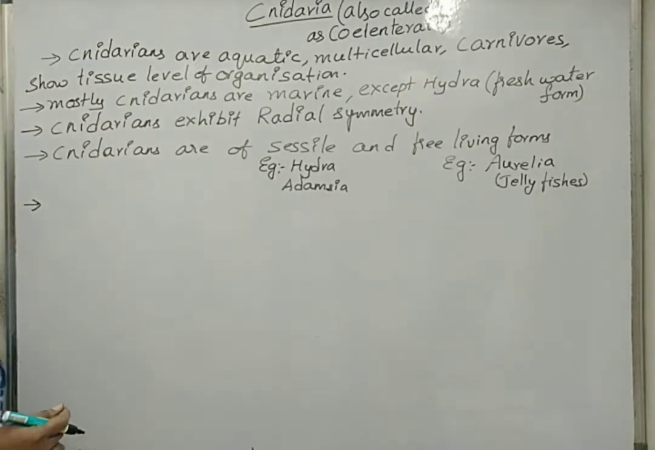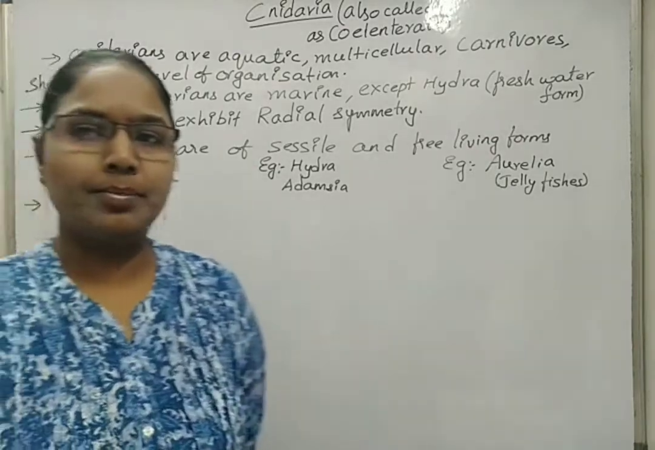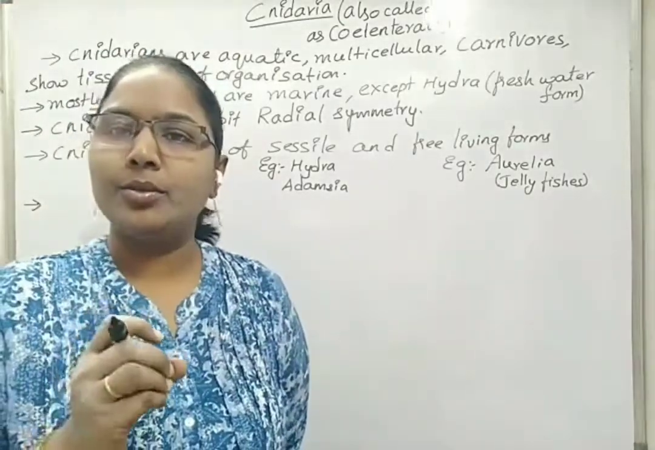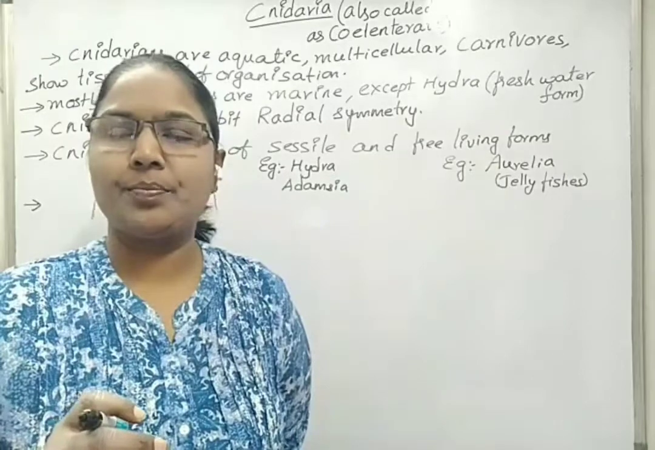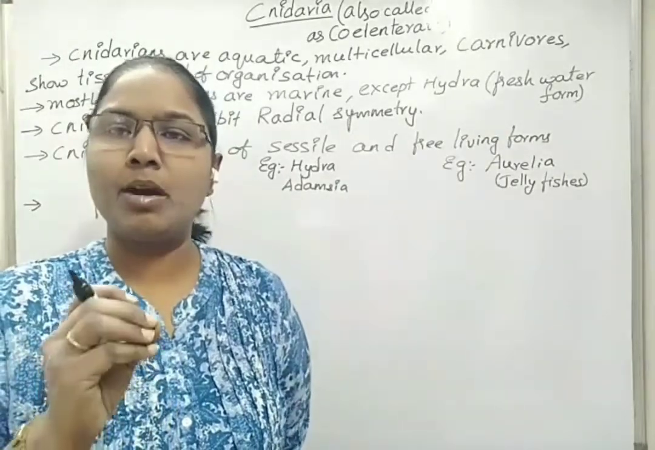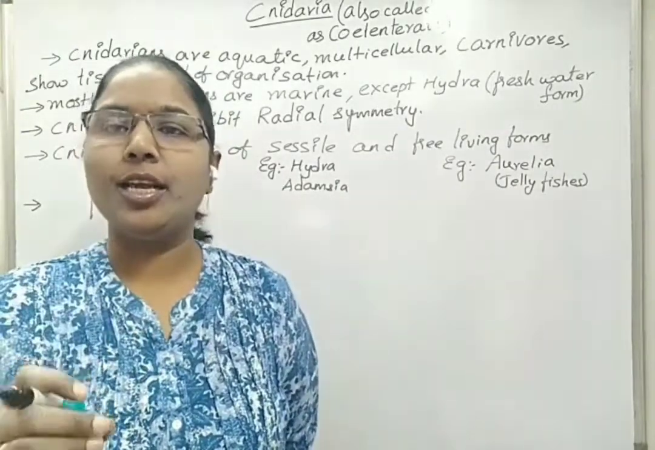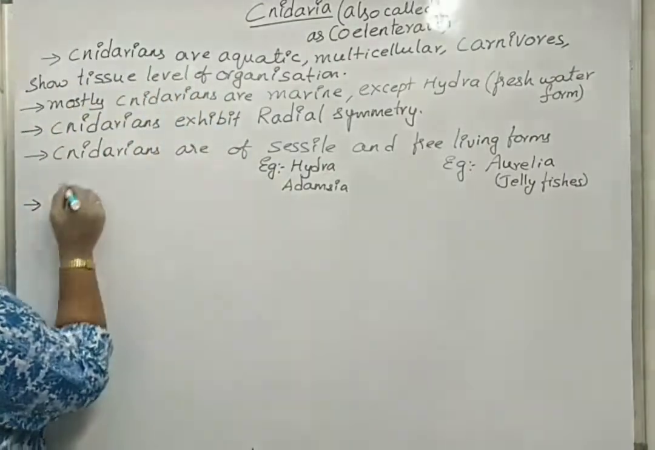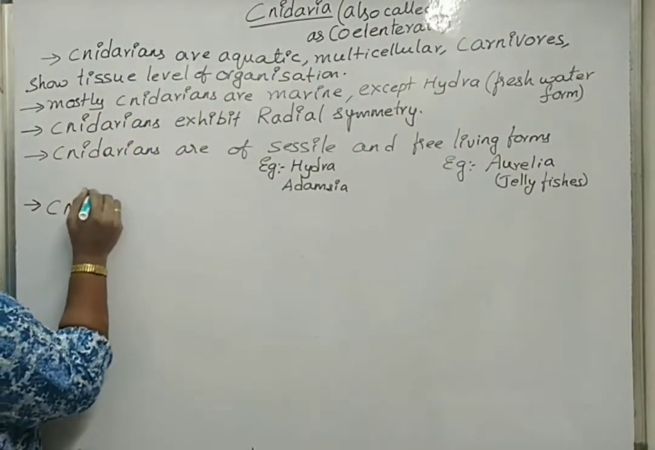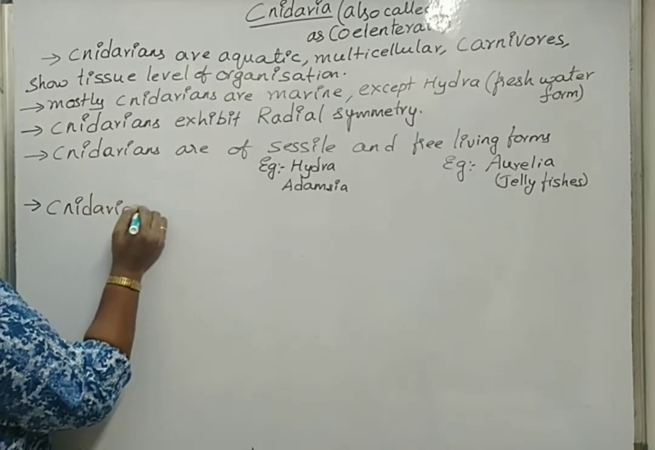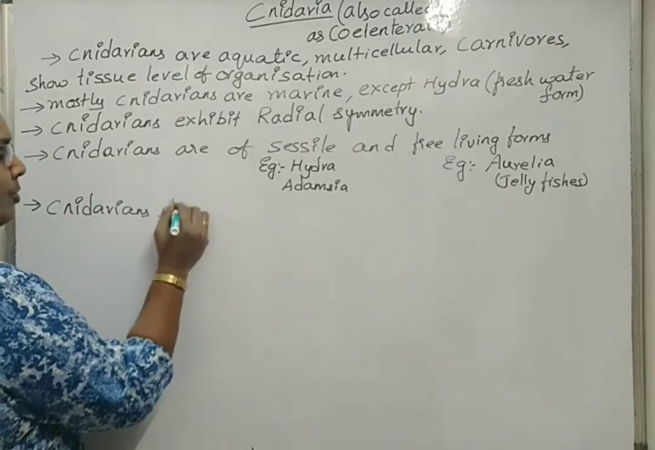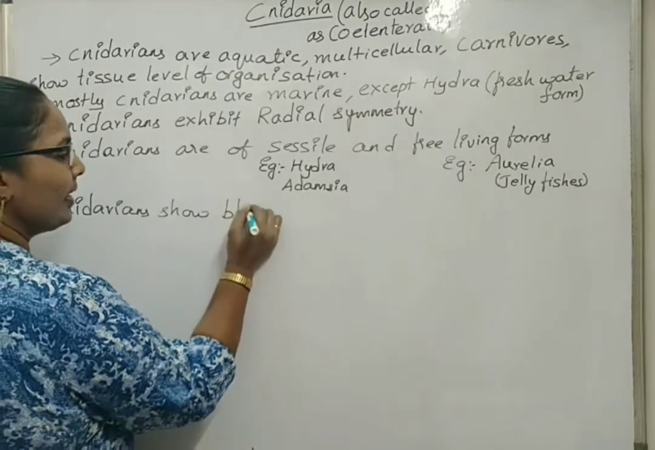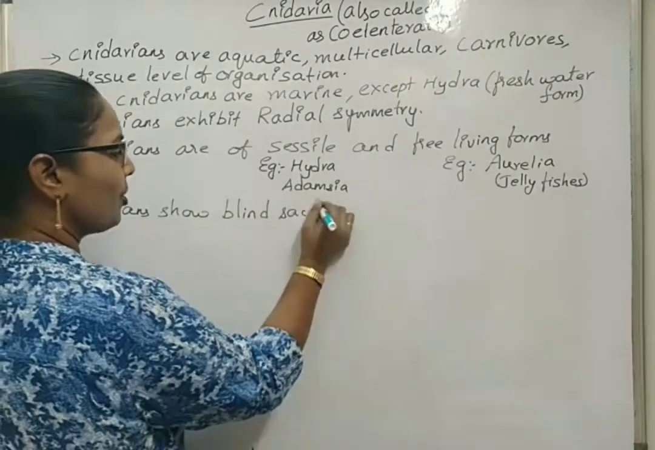Next, Cnidarians have blind sac body plan. In the sense, they do not have complete digestive system. Only one entry, means mouth, is there for both inlet of food and exit of waste material from the body. Cnidarians show blind sac body plan.